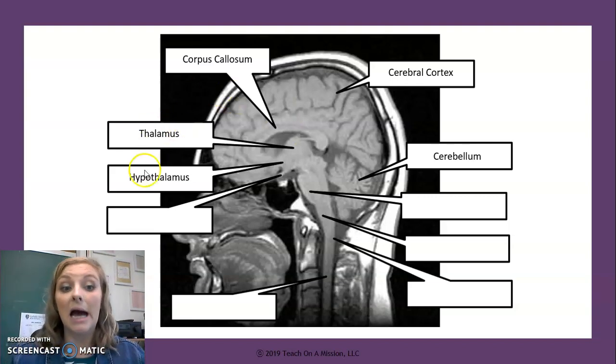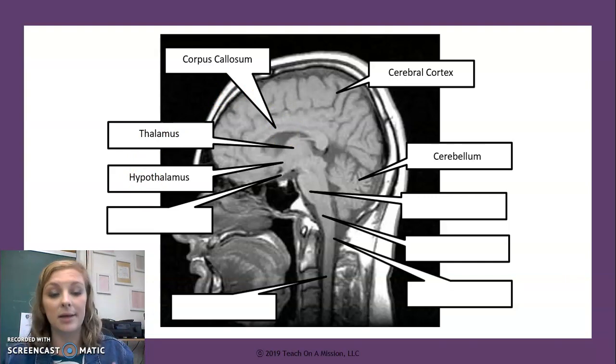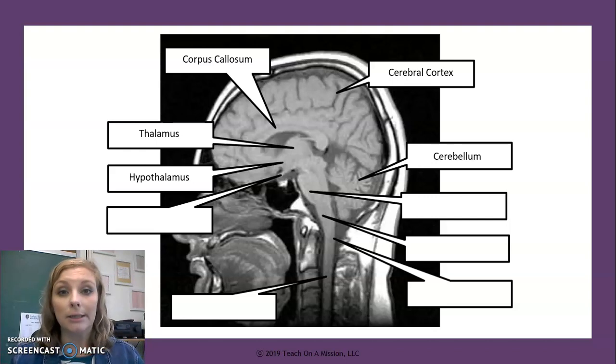The next is the hypothalamus. Hypo means under, okay, so it's underneath the thalamus. The hypothalamus is going to control our innate drives. This is going to be our hunger, our thirst, our breathing, and our sex drive. Okay, so it's going to control those basic innate drives that we have.